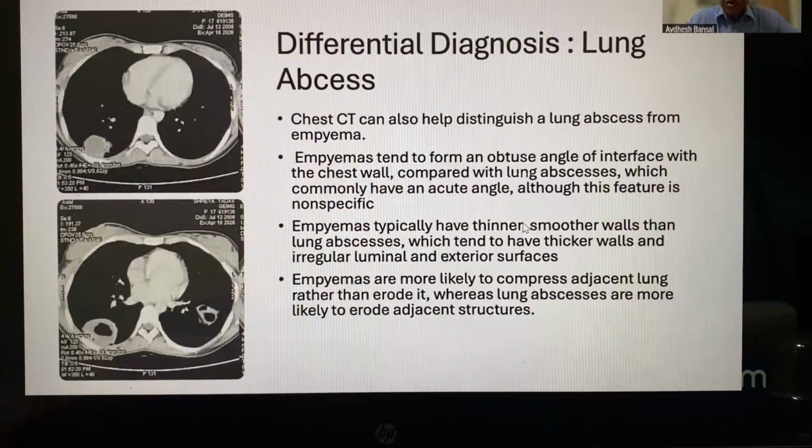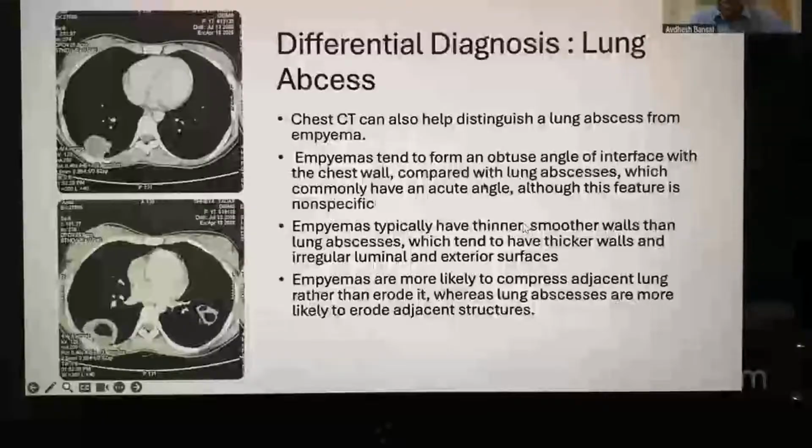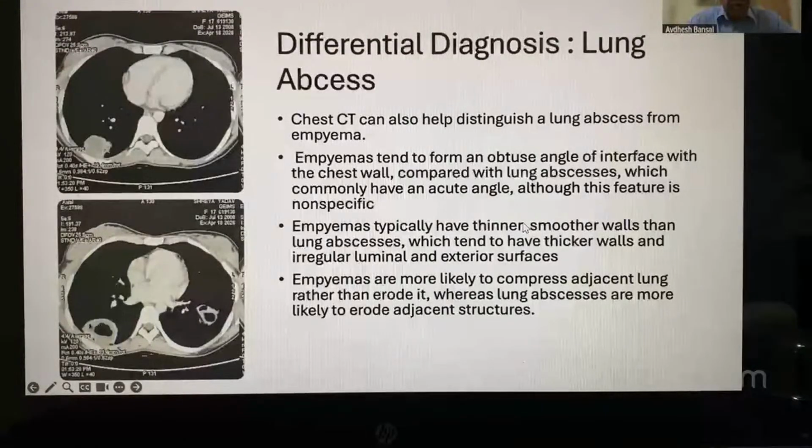So the main differential diagnosis of an empyema is actually lung abscess. This is one of our recent patients where the upper cut actually shows something like an encysted effusion, but when you look at the lower cuts, it was clearly a lung abscess. The lung abscess tends to form an acute angle. Look at this angle, as compared to an empyema, which will show an obtuse angle. That's not a definite sign, but it's quite commonly seen.